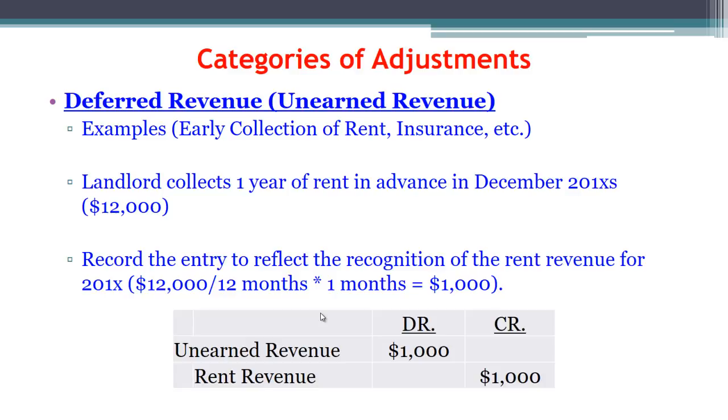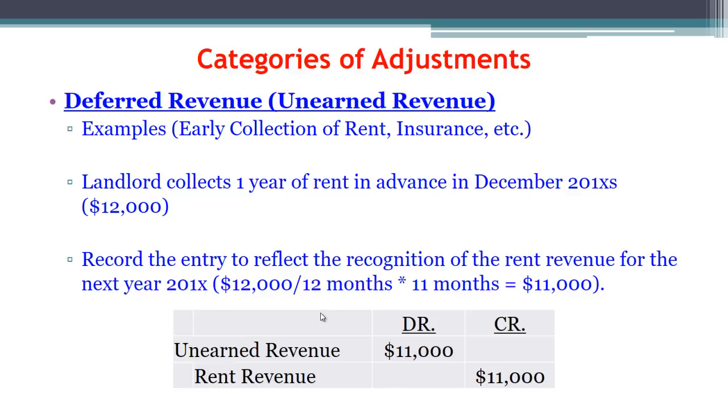Now the adjusting journal entry here to reflect how much we have actually earned. In this first year, we only have 1 month, December. So that would be $1,000. We would debit unearned revenue to decrease that liability, and we would credit rent revenue for the same $1,000 to show that we've now earned the revenue. In the following year, we would have 11 months left that we have to record. So we would debit the unearned revenue for $11,000 to decrease it again, and we would credit rent revenue for that remaining $11,000.